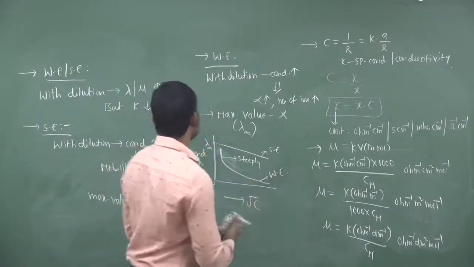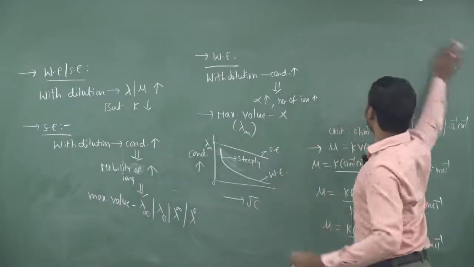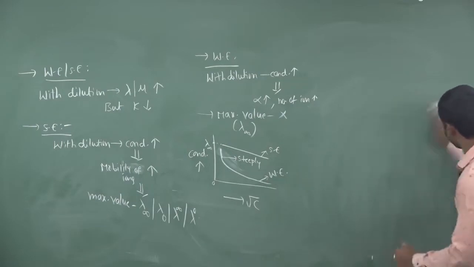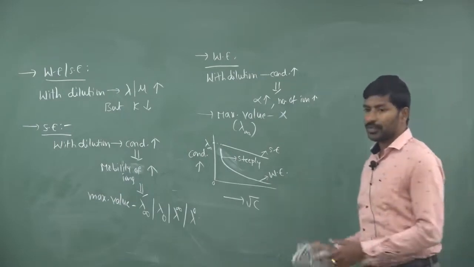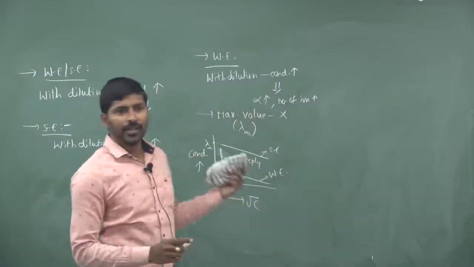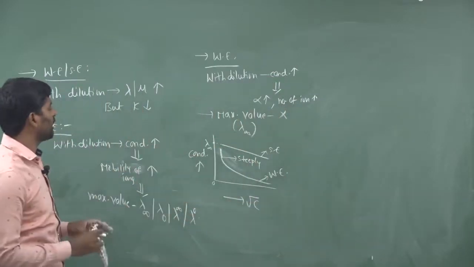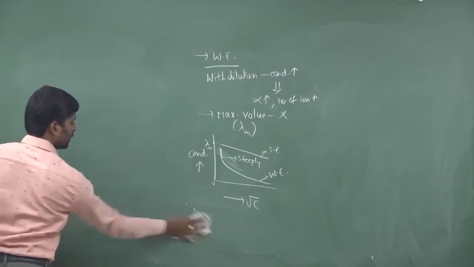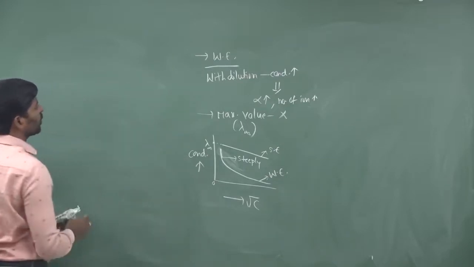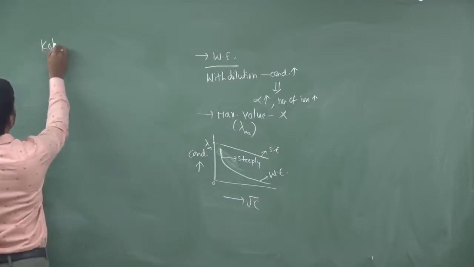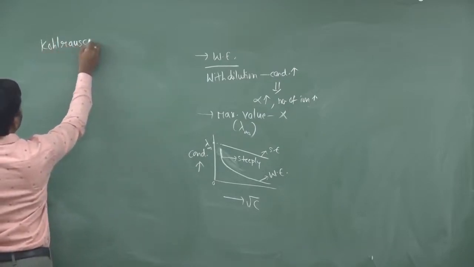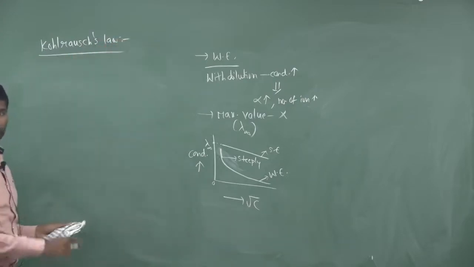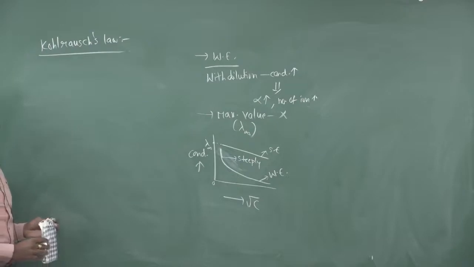This is the effect of dilution on conductance. So lambda infinity we can get from Kohlrausch law. Next one, Kohlrausch law. Kohlrausch law of independent migration of ions.